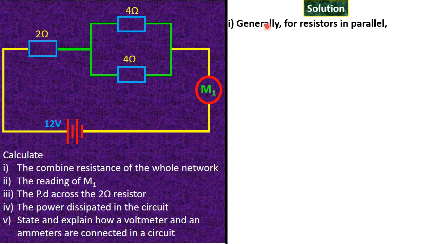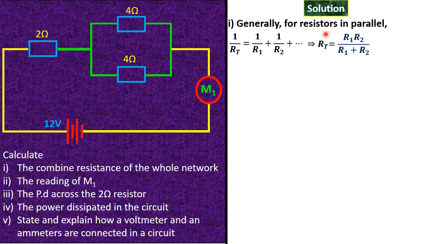And friends, generally for resistors in parallel, if the combined resistance is R total, then 1 over R total is equal to 1 over R1 plus 1 over R2 plus and so on. It depends on the number of resistors we have in parallel. But if we have just 2 of them in parallel, the combined resistance R total can be given as R total equals R1 times R2 over R1 plus R2.